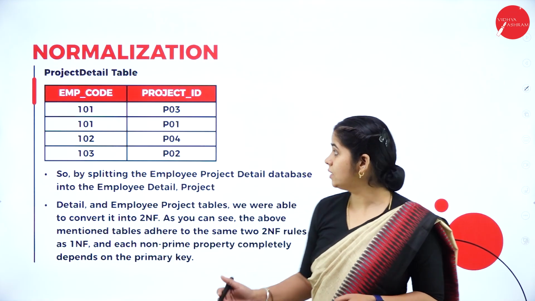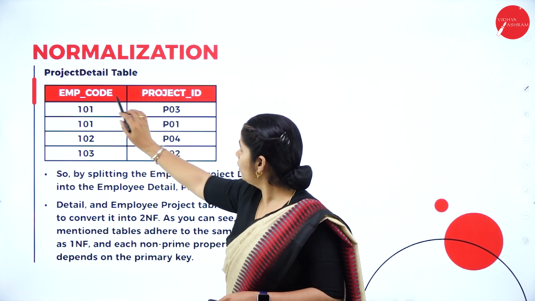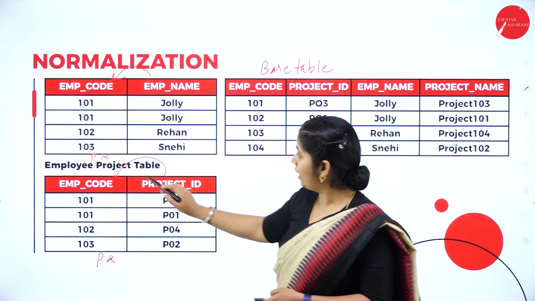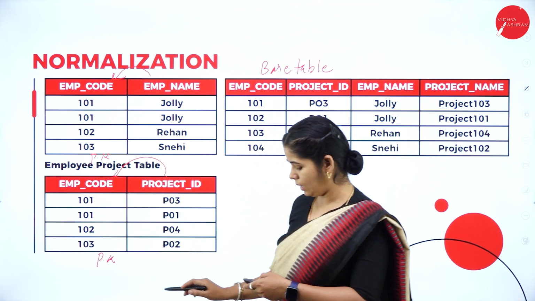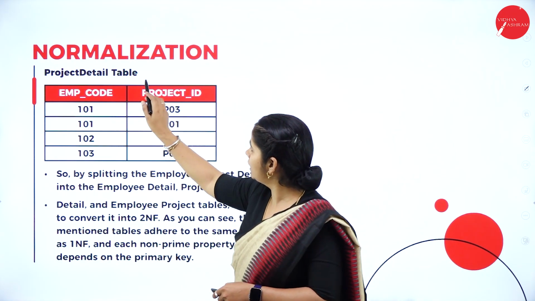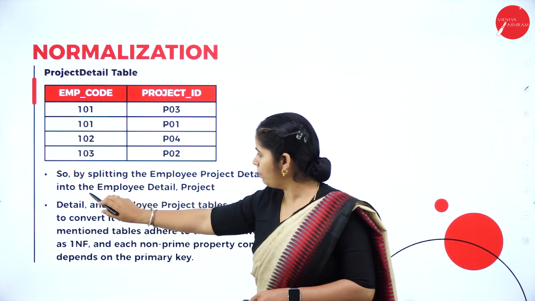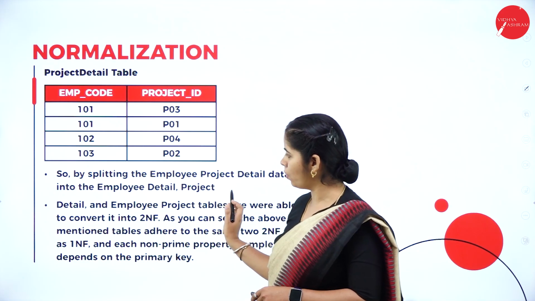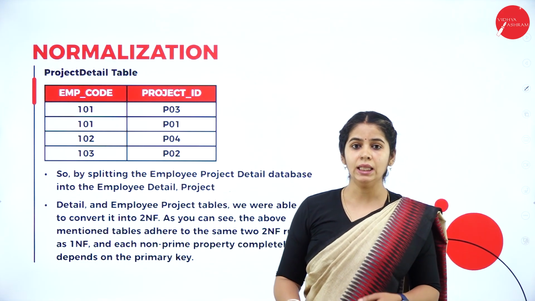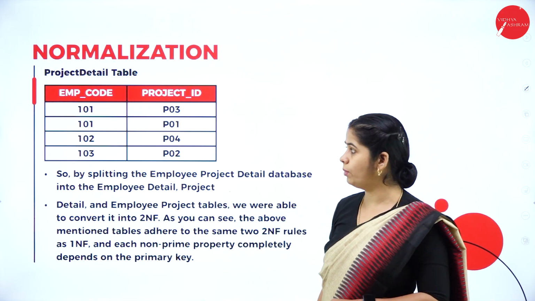Then we have as a third normal form. So employee code and the project code, they have divided as employee project table as well as a project detail table. By splitting the employee project detail database into the employee detail and then the project detail, we are making the table into the second normal form.